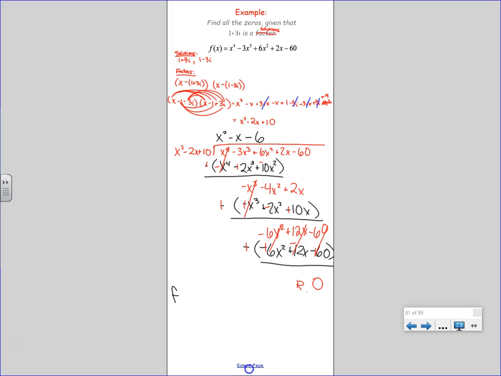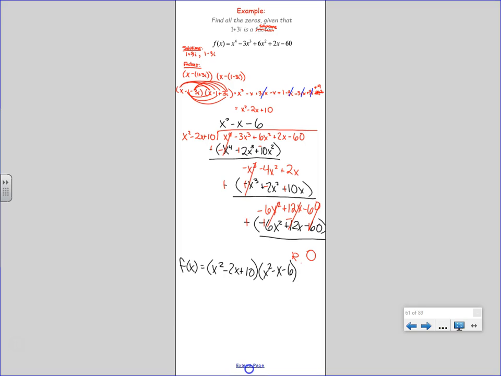We can say f of x is equal to, what was the original one? x squared minus 2x plus 10? That ugly one from the imaginary? Well, he's free, because 0 is reversed. Then we have x squared. You guys get x squared minus x minus 6? Ooh, yeah. We already know his ugly factors: x minus 1 plus 3i, x minus 1 minus 3i, x minus 3, x plus 2.